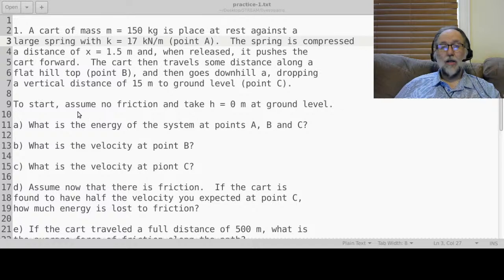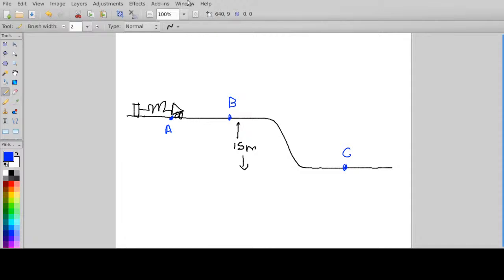To start, let's assume there's no friction, and let's take h equals 0 at ground level. I should draw that in there. When you calculate the potential energy due to gravity, the equation is mgh. The number you get will depend on where you choose h equals 0. On a test or in an assignment, I'm going to have to tell you where h equals 0 is, otherwise you'll all get different answers. So h equals 0 is ground level.